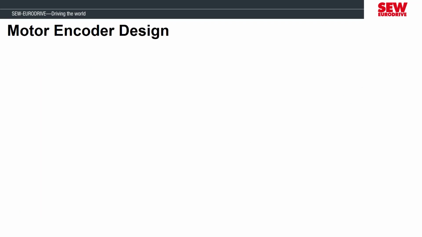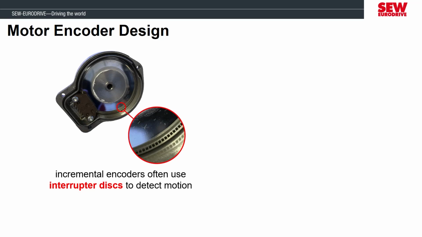Now that we know the MOVIDRIVE will scale different encoder resolutions to a constant of 4,096 pulses per rotation, there are other factors about encoders that can change how the equipment is operated. A common type of incremental encoder uses disks to count the pulses as it rotates. There is no memory storage in these types of encoders, so if there is a power loss or a reset on the MOVIDRIVE, the position will be lost.